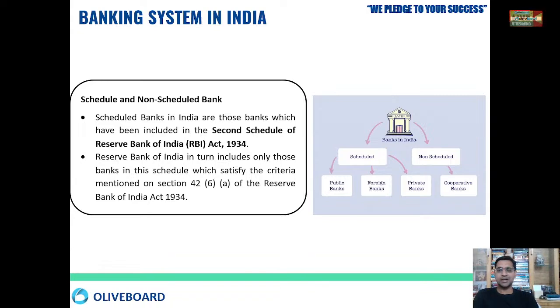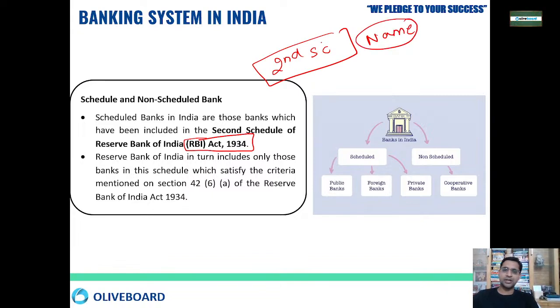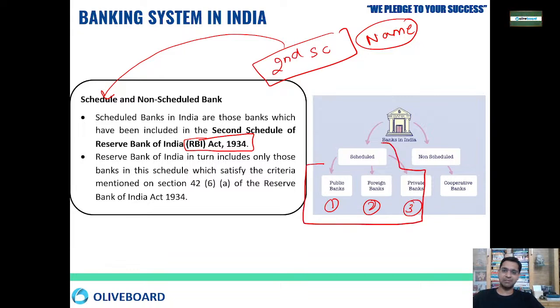So scheduled banks are the banks whose name is present in the second schedule of the RBI Act of 1934. Okay, the second schedule is where the names of the banks are given. Those whose names are there under the second schedule are called scheduled banks, and those whose name is not there are called non-scheduled banks, right? Under scheduled banks, we have public banks, foreign banks, private banks. Majorly all the scheduled banks are the major banks of our country, and under the non-scheduled category, we have cooperative banks, right? Urban cooperative banks, state cooperative banks, and all these types.